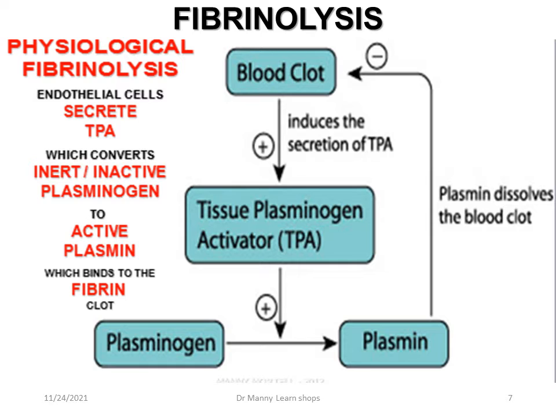So the blood clot induces secretion of tissue plasminogen activator from endothelial cells. The tissue plasminogen activator activates plasminogen and converts it to plasmin. And plasmin comes in contact with a blood clot, fibrin, and begins the process of dissolving it. Fibrinolysis.